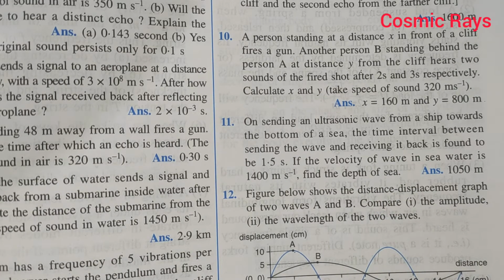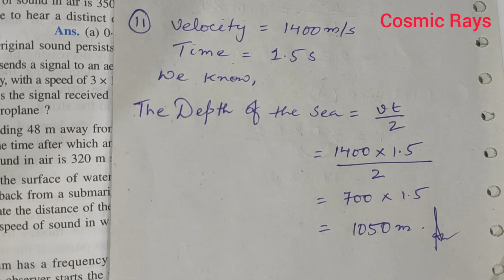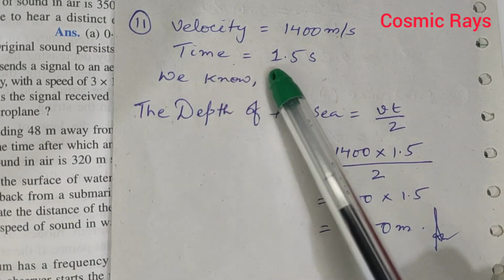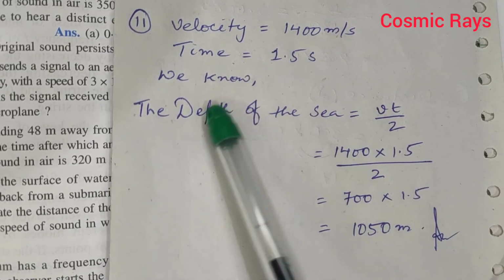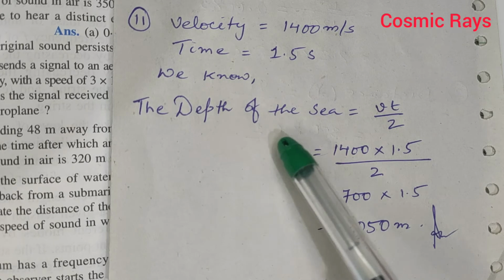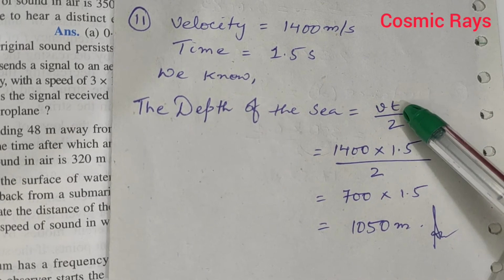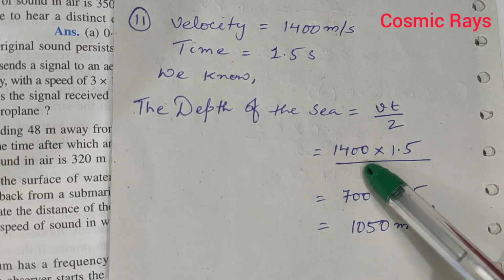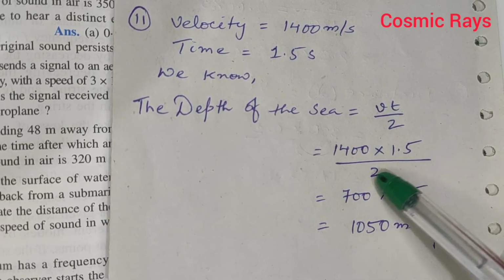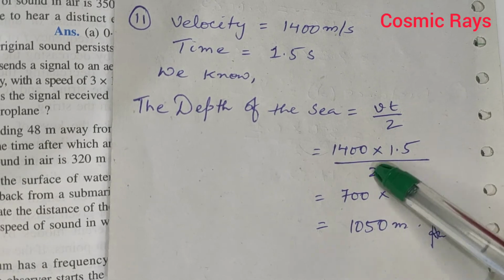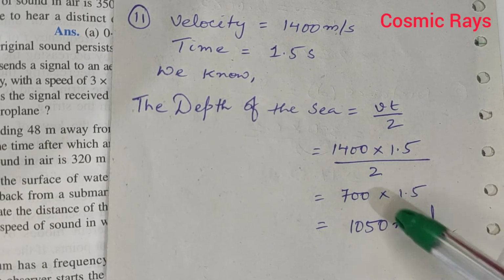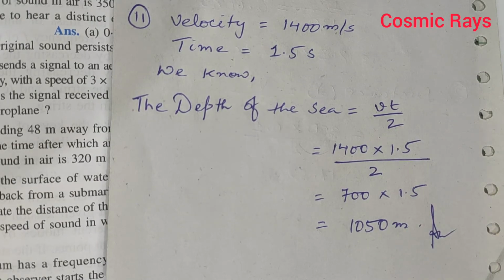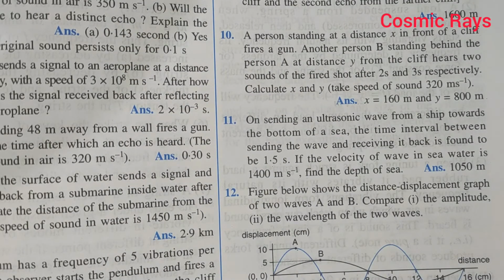Here velocity is 1400 meters per second, time is 1.5 seconds. So we know that the depth of the sea, which is nothing but the distance, is equal to velocity multiplied by time divided by 2. So 1400 multiplied by 1.5 divided by 2. Again, if you cancel 1400 with 2, you get 700 multiplied with 1.5. It comes out to be 1050 meters, which is the answer.